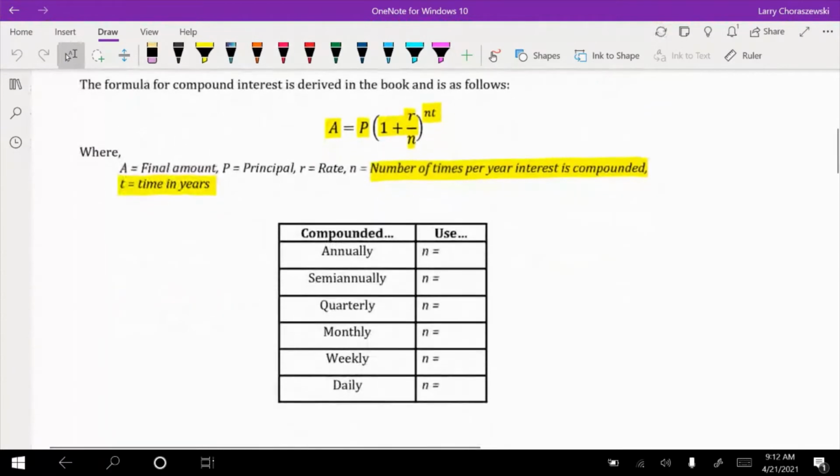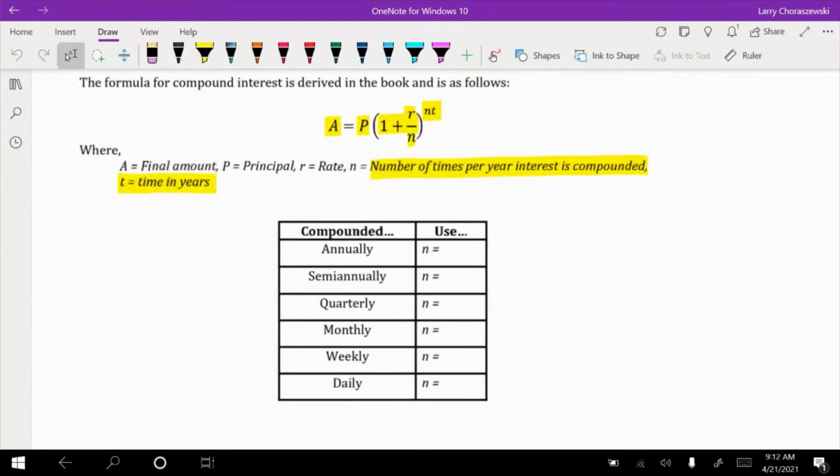There are some pretty common values of N that are used with this formula, and which value you use is based on the verbiage in the problem. If it says compounded annually, then interest is just going to be charged one time each year. Semi-annually means that interest is going to be charged every half year, and since there are 2 half years in one full year, N would be 2. What do you think quarterly would give us as an N value? 4. Yep. Monthly would be 12.